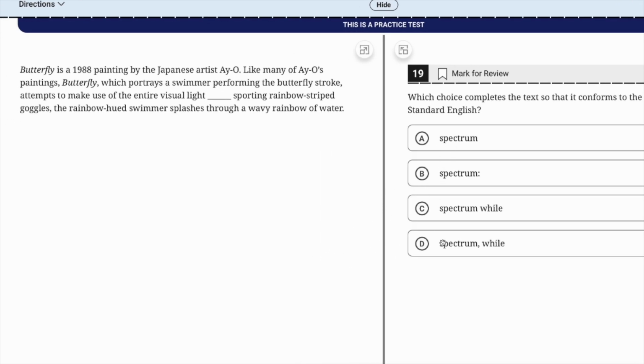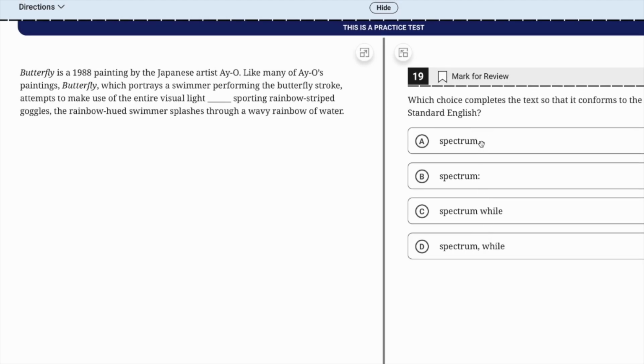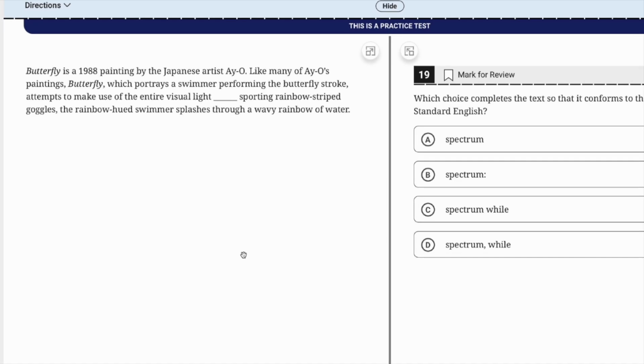Here's another one that's going to be another boundaries question. So we've got one hard punctuation mark, a couple with no punctuation. So let's pay attention once again to our sentence structure here. Okay, looks like we just have one sentence. I mean, we have no periods in here except at the very end. So, Butterfly is a 1988 painting by this artist. Oh, never mind. That's a period. Okay, so we're going to cross that out.